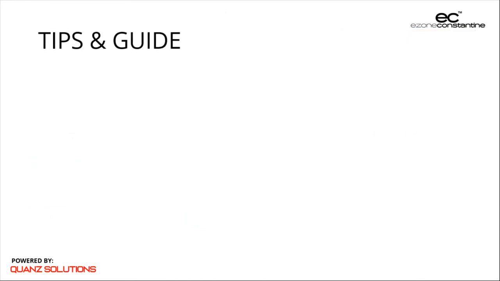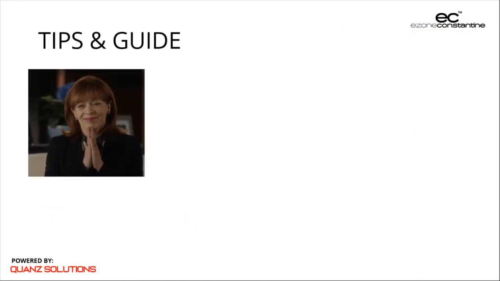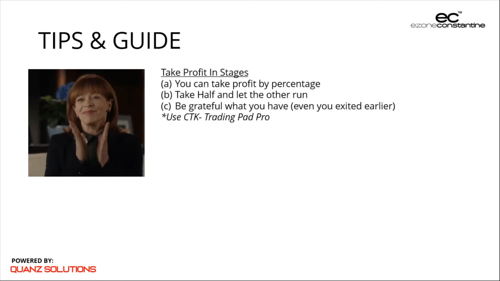Okay, so the tips and guide right here. First of all, when you take profits, just in case you already took your profit early on, it's okay, just accept it and be grateful about that. But next time, if you see a similar situation again, in order to control your greed, what you can do is take profit by percentage, or you can take profit in stages. So if you hit your TP, you can take half first and let the other run. So that makes you feel a bit good, because at least you have half still running.